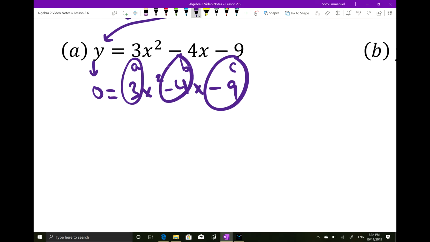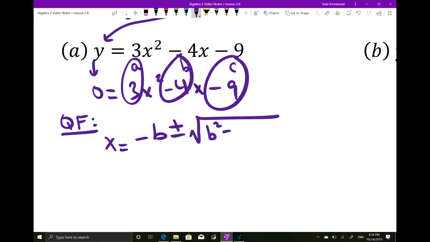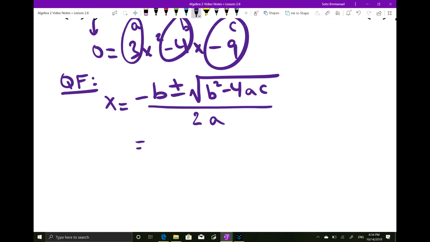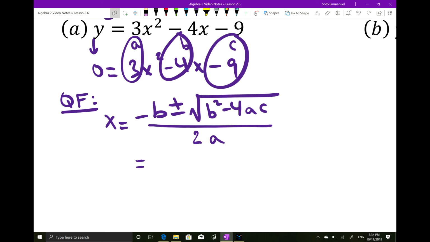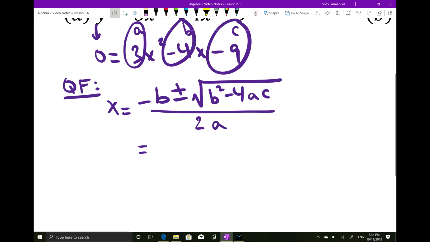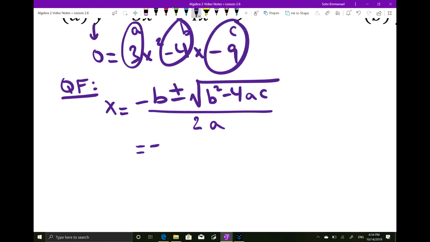So let's plug it into the formula. With the quadratic formula, I'm just going to shorten it to QF. That is x equals negative b plus or minus the square root of b squared minus 4ac, all over 2a. All right, so remember that b is equal to negative 4. So in the formula, I've got a negative, but we know that b is negative 4, so make sure to write it out as a double negative there.